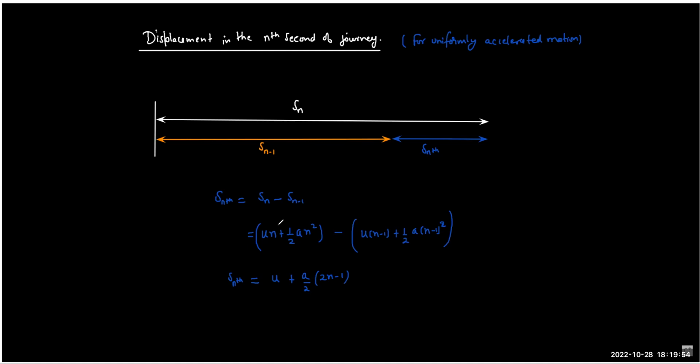So if you subtract the u term, you get only u. And then you can take a by 2 common, you get n square minus n minus 1 whole square. And that will give you this answer, which is the same as what you said. So the displacement in the last second of the journey is given by u plus a by 2 into 2n minus 1. I hope this is clear.